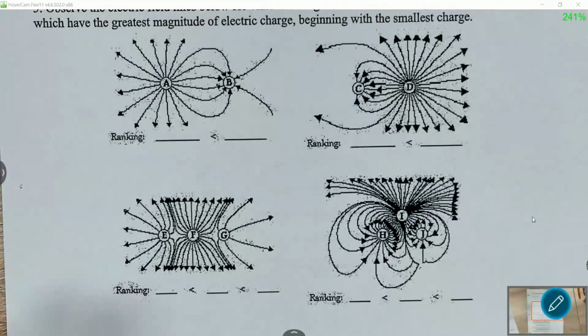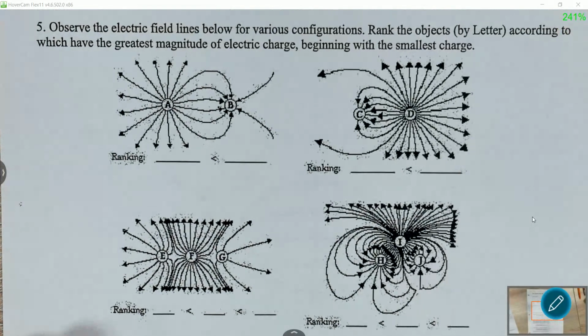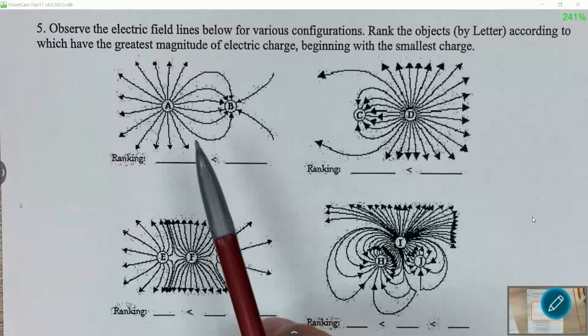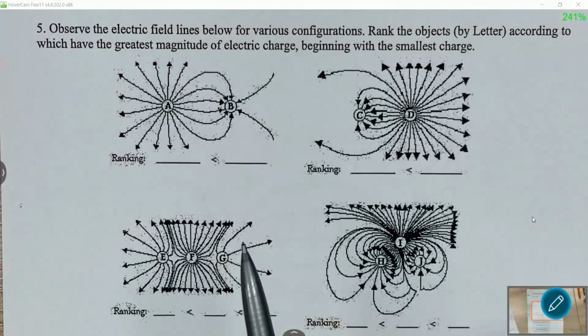All right, and the little basics here for this. Okay. So determining which kind of charge it is, right? If it's positive or negative, and then we also have to determine, like in this one, out of the electric field lines, rank them by which one has the greatest magnitude of electric charge. So we're going to say which one is the larger charge. The larger charge will go to the right, so weakest to largest. Who is weaker? Wait, I'm not really sure. How do we do this?